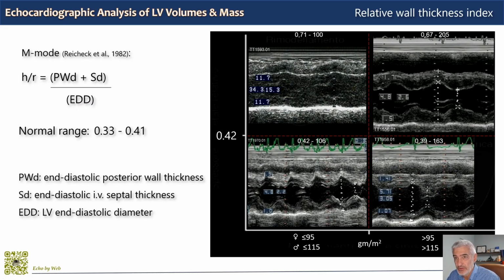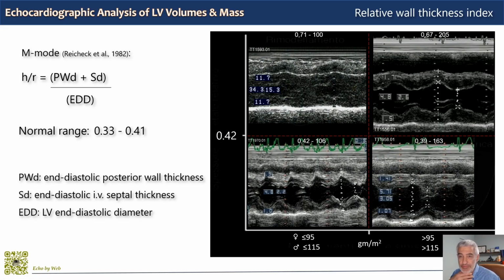This is one formula, the one that I prefer. The other one, the original one, at the numerator, you don't have the septum. You multiply by 2 the posterior wall. In fact, I prefer to use this one because it's more democratic. It considers at least 2 walls. Down here, you have the normal range. And 0.42 is usually considered the cutoff between normal and abnormal.